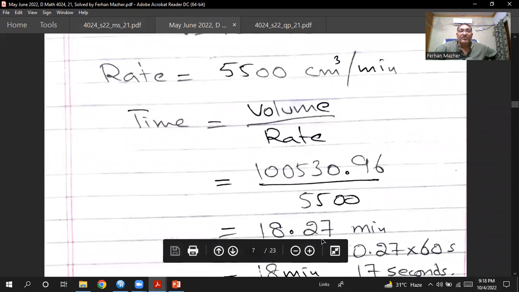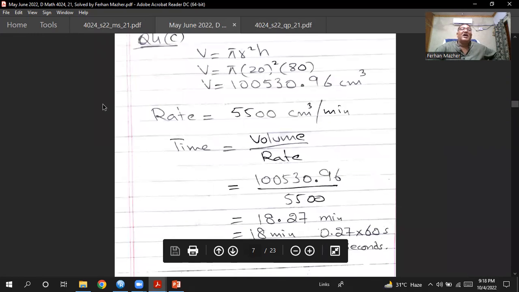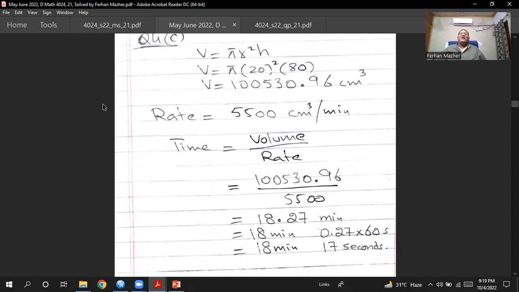So let me reduce the size so you can see the whole solution together. Now on your screen, the question number 4, it's C part. The whole solution is coming up. I hope you understand the whole strategy, how this is done.